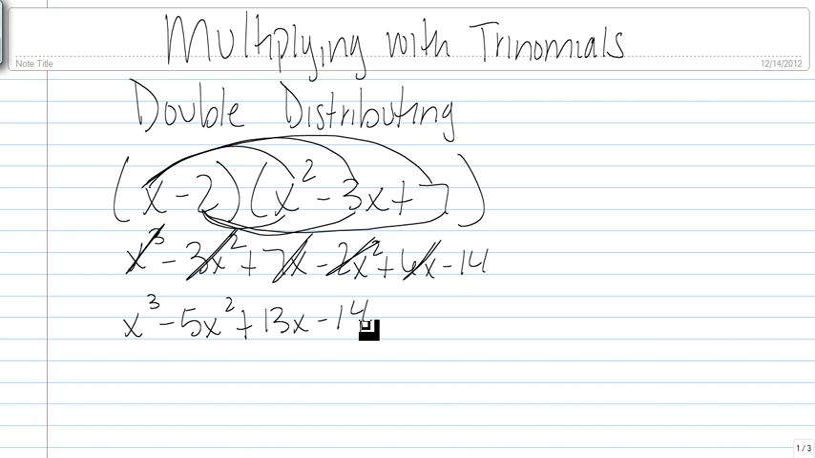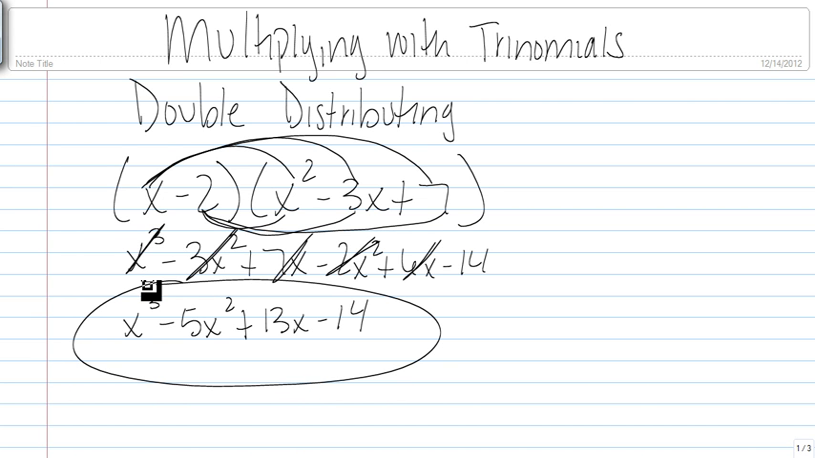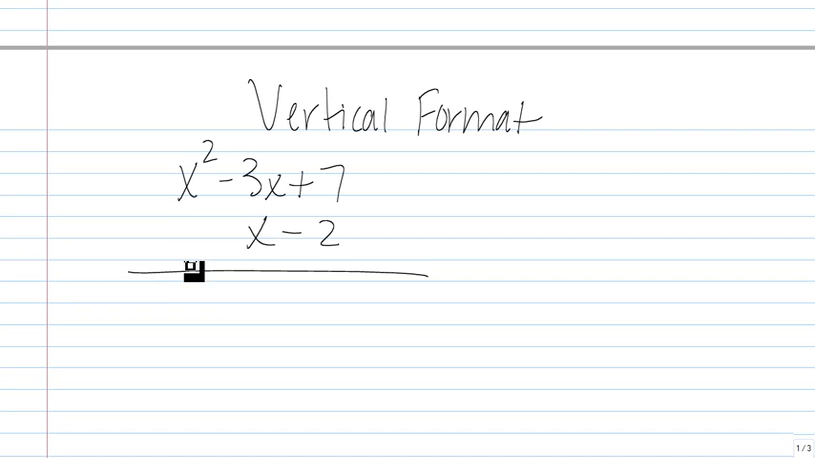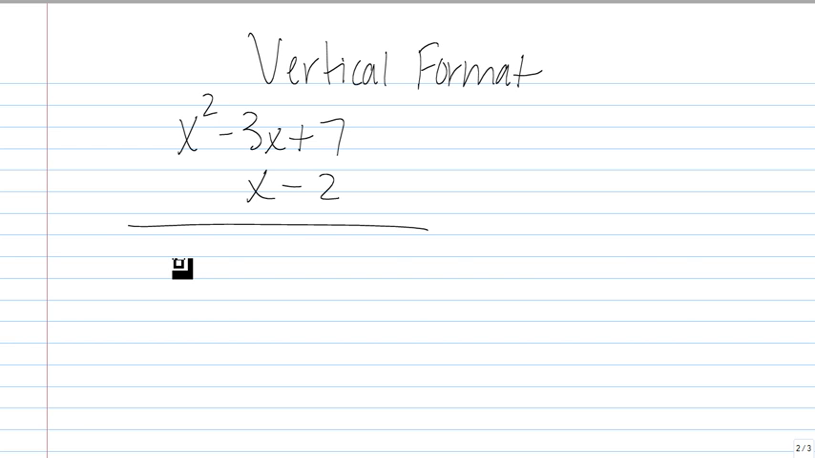Okay, so this method is called the double distributing method. So your final answer would be x to the third minus 5x squared plus 13x minus 14. Now let me show you the vertical format method, and it looks like this. It's kind of like when you do long multiplication. You do the exact same thing. Okay, so let's do this one.